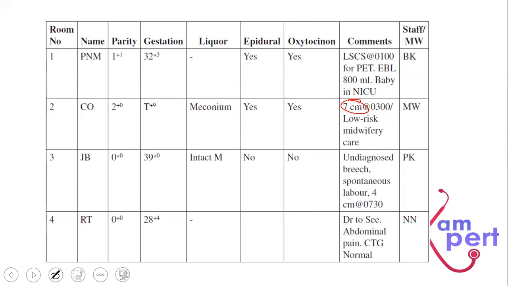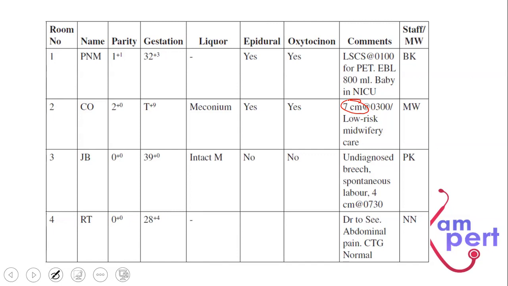But if she is ready for the operative breech vaginal delivery, then we will tell her the pros and cons and discuss with my consultant, rule out the contraindications for the breech delivery, and then we will proceed with the vaginal delivery. Okay, and make sure that will be available.